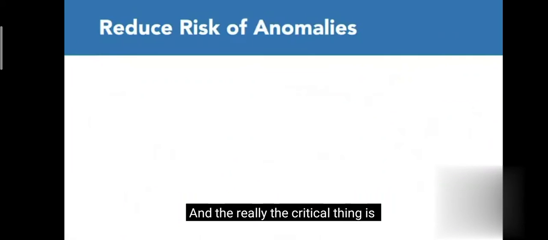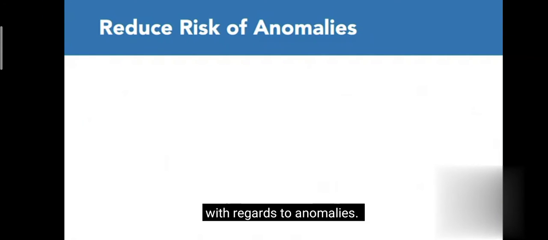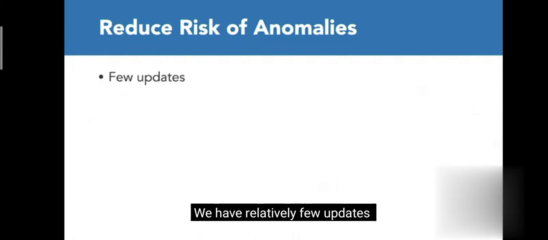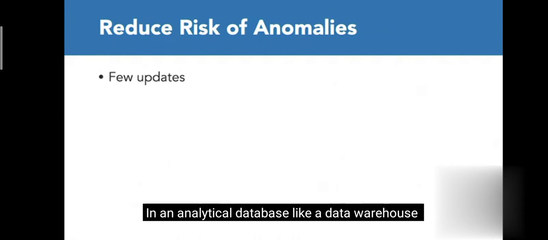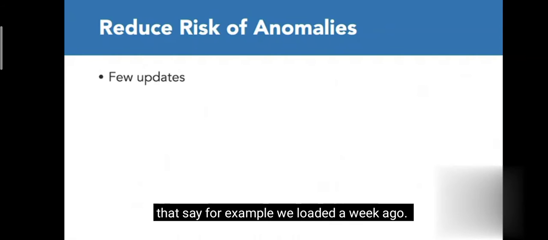And really the critical thing is, in analytical databases and analytical applications, we are typically at a reduced risk level with regards to anomalies. And that's because of how we work with the data. We have relatively few updates. While customers might constantly be updating their orders and their baskets, in an analytical database like a data warehouse or a data mart or just a data science database, we typically load the table once and then maybe update it or add data, but rarely do we go back and correct data that, for example, we loaded a week ago.